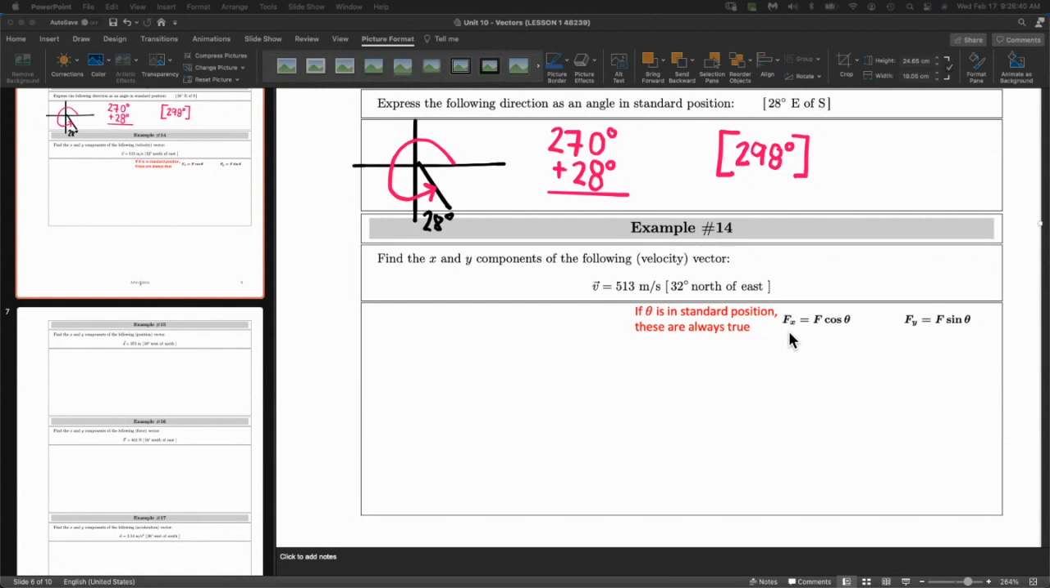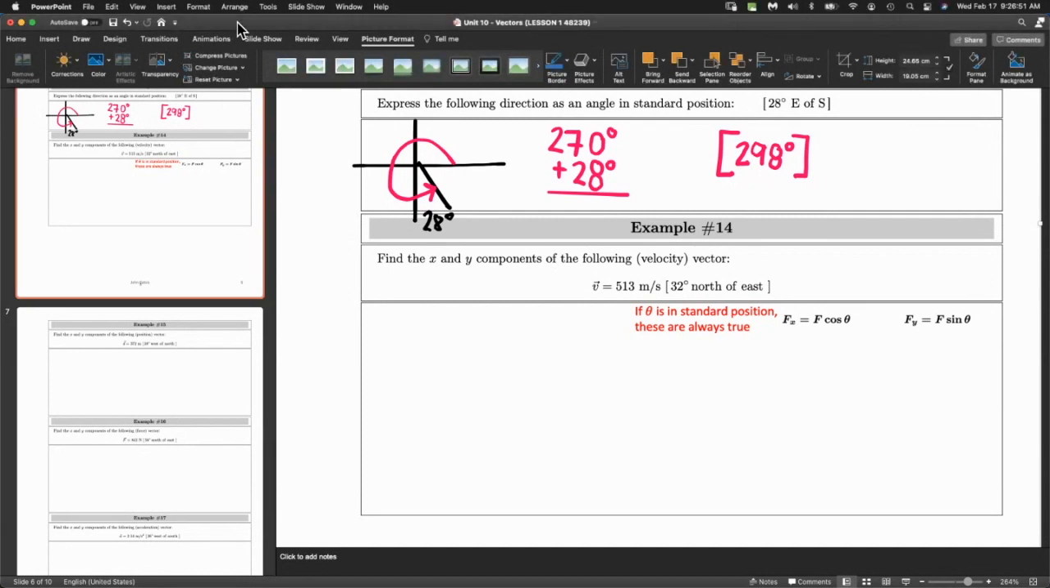Okay, so we're going to find out the x and y components of this vector v here. In this case, it's a velocity vector. So let's talk about how you do that. Notice how the velocity vector has a magnitude, which is 513 meters per second. Those are units of speed. But then there is a direction applied, which is 32 degrees north of east. So you see in combination, the magnitude and the direction give us a vector quantity.